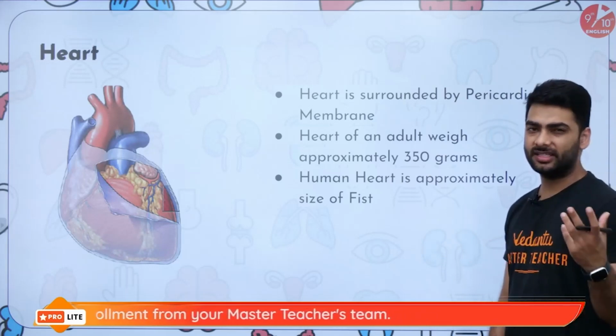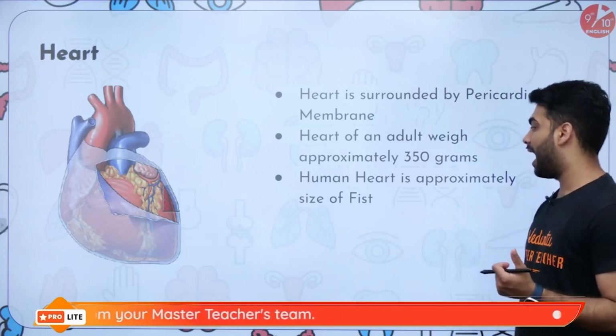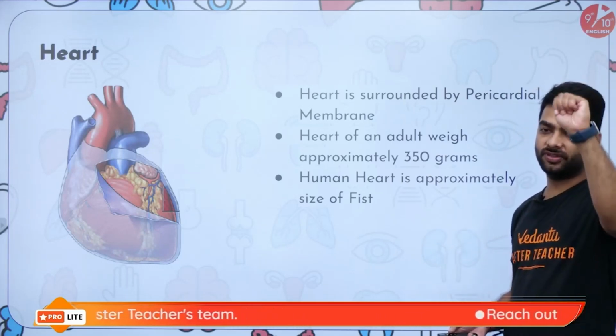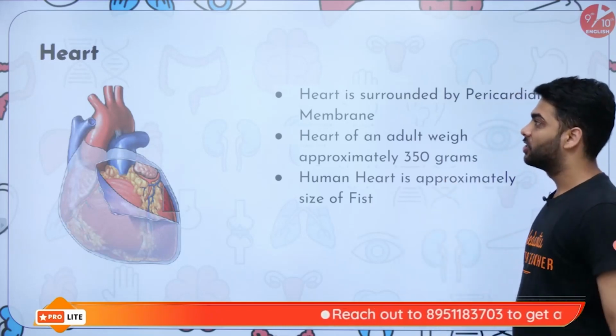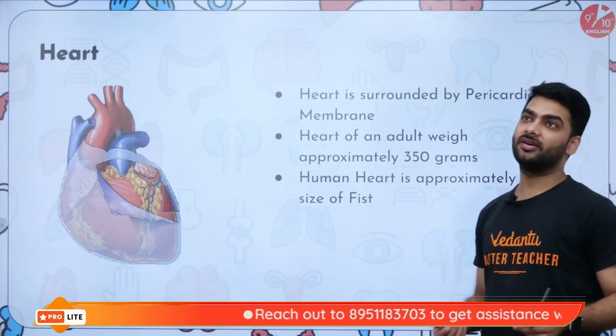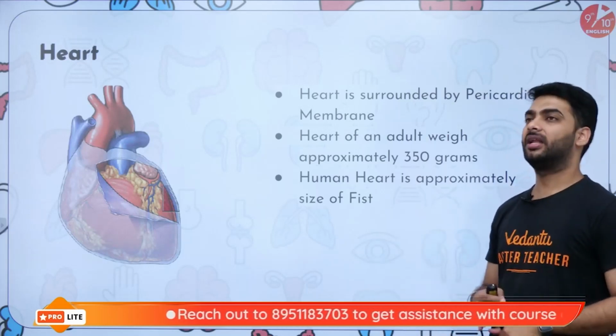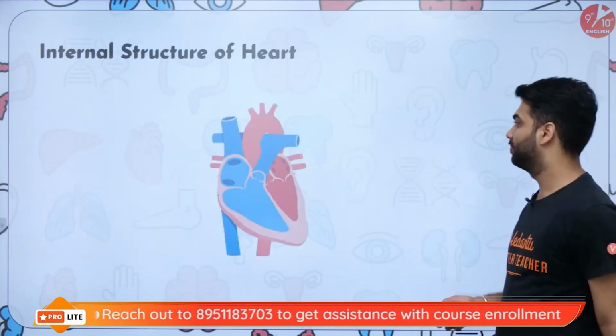The heart of an adult is approximately 350 grams and it is the size of your closed fist. So see, my heart is so small, but it is very big to accommodate all of you. Figuratively, it is very, very big, and literally it is just this much.